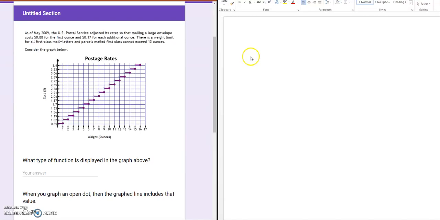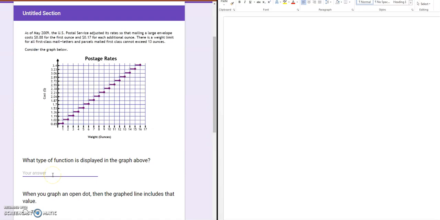Continuing on with the final exam review, here we have this graph. It says as of May 2009, the U.S. Postal Service adjusted its rates so that mailing a large envelope costs 88 cents for the first ounce and 17 cents for each additional ounce. There is a weight limit for all first-class mail letters and parcels mailed. First class cannot exceed 13 ounces.